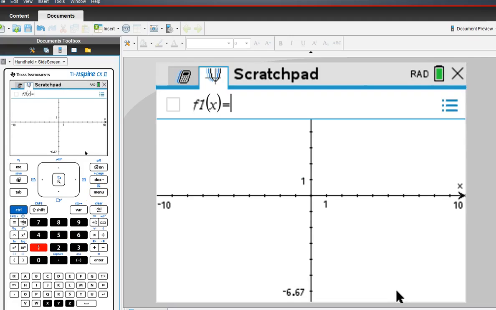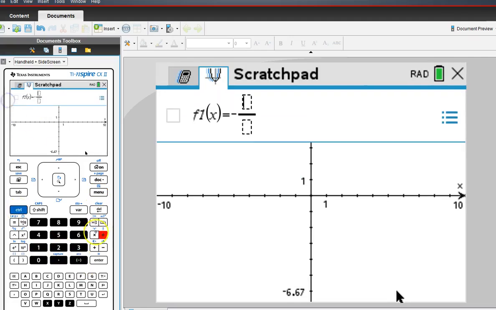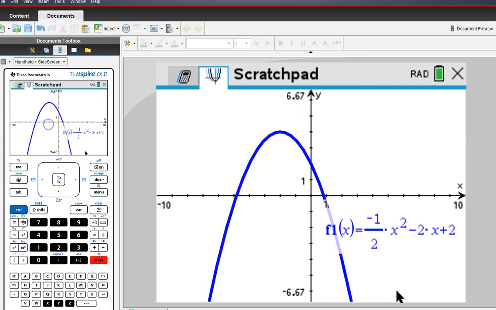And let's graph negative control divide 1/2, and then x squared minus 2x. And then plus 2. Not plus 5, plus 2. And notice that 1, 2, 3, 4, 5, right at -5 and right before -1, my vertex should match up.